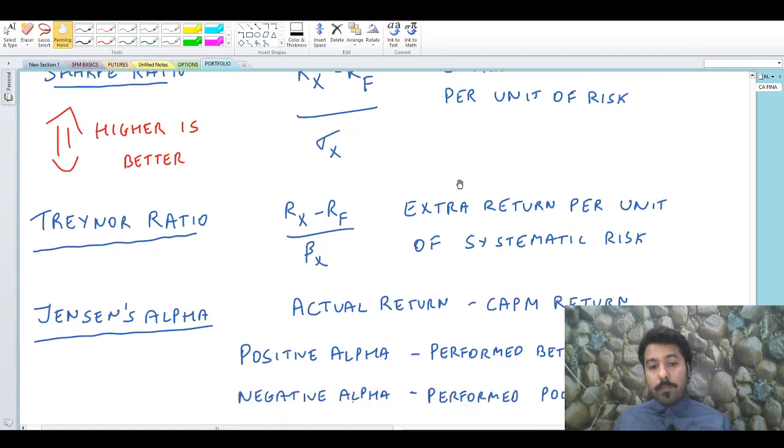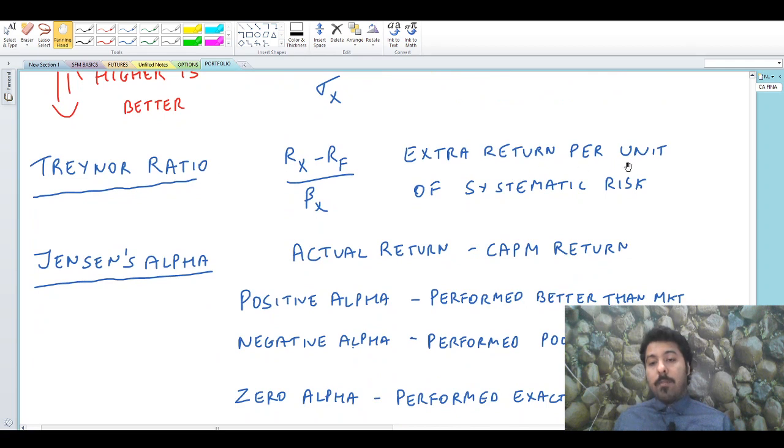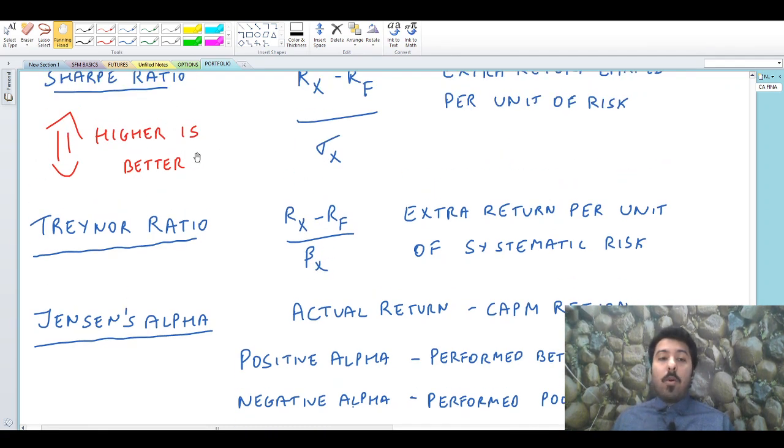Sharpe ratio. Treynor ratio, extra return per unit of systematic risk. This captures beta x, that is systematic risk. So this captures only systematic risk, that captures total risk. Higher is better, obviously, greater return per unit of risk. So the higher the ratio is, the better it is for us. Sharpe ratio and Treynor ratio both should be as high as possible.